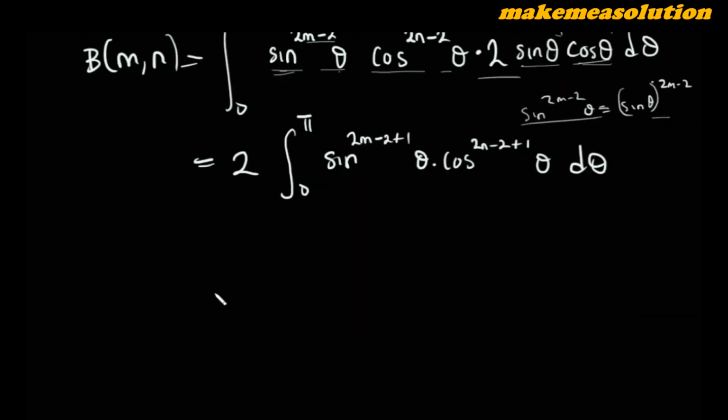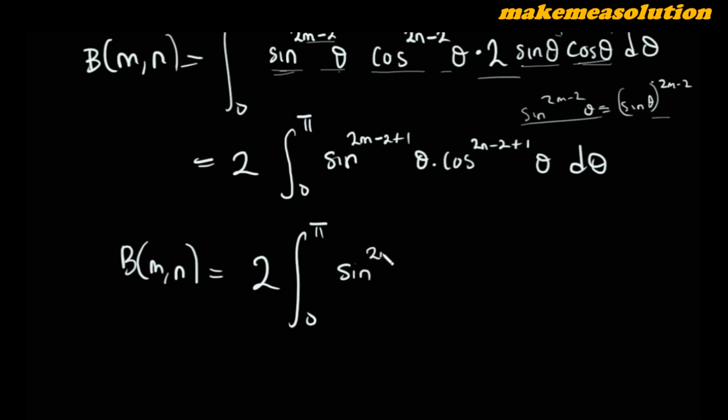So at the end of the day, this is what we have as beta of m comma n in trigonometric form. You have 2 times the integral from 0 to pi over 2, and you have sine 2m minus 1 theta, and you now have cos 2n minus 1 theta d theta. So this is the trigonometric representation of what? Beta of m comma n.